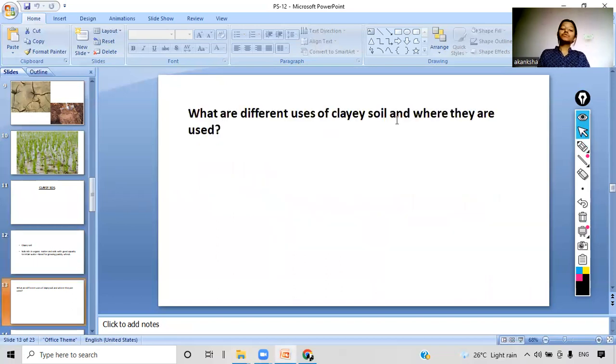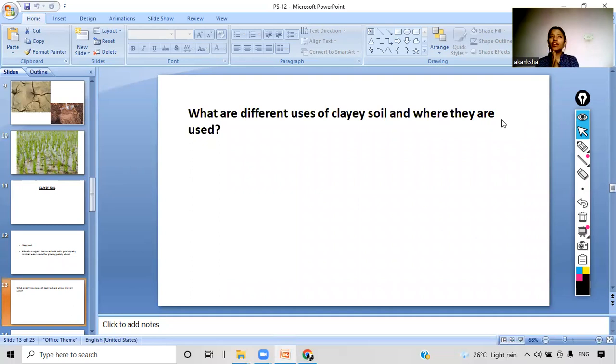So coming on to the question, what are the different uses of clay soil and where are they used? You just have to name where all you can see this clay soil being used, the different functions the clay soil plays. You can write it in the chat box. I will give you some time and then we will discuss the answer. Okay, yes, very good. I can see some right responses from your side. Yes, you all are right.